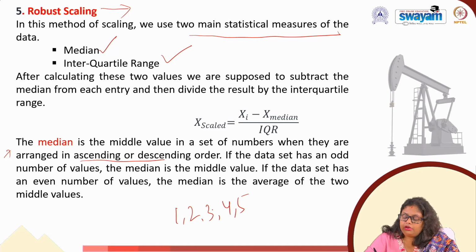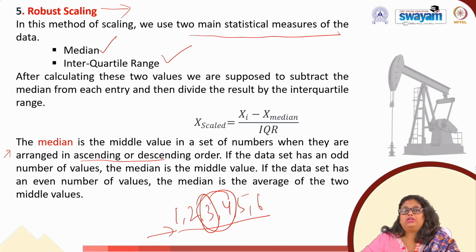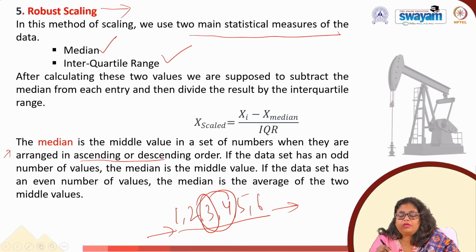So this is an odd count, and it is already arranged in ascending order. Okay, so 3 would be the median. But if I have 6 records in total, the median would be (3 plus 4) by 2. Okay, so this is the way we calculate the median. So in robust scaling, we are focusing on two values, the median and the interquartile range. After calculating these two values, we subtract the median from each entry and then divide the result by the interquartile range.